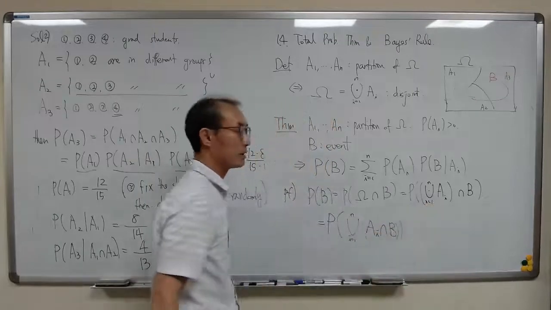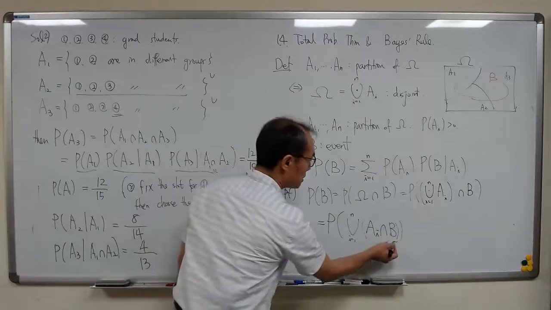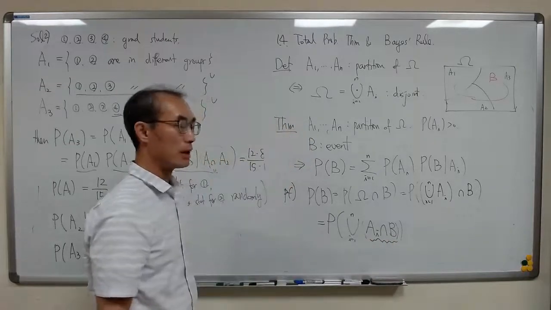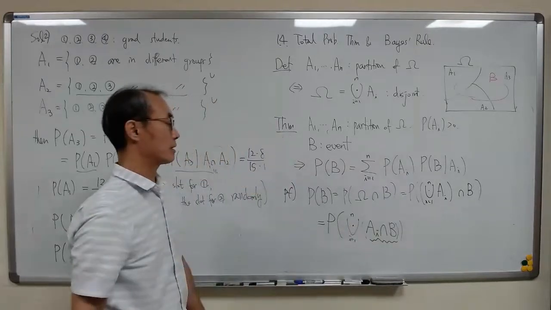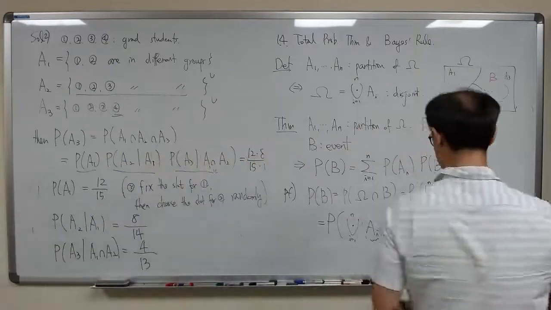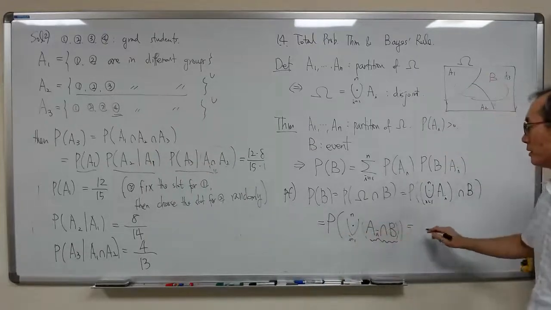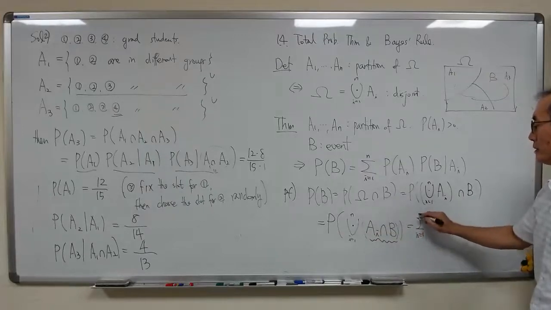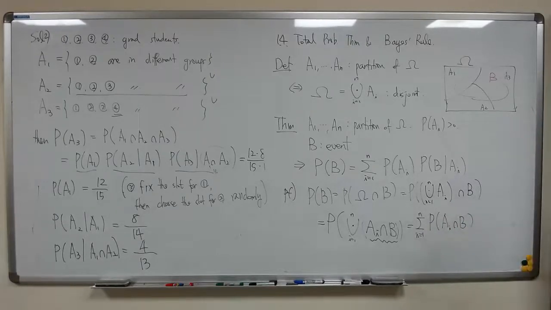Since these A_i are disjoint, they don't have any intersection. These sets, these collections, are disjoint too. Okay, we can put that in here. This is again a disjoint union. Then the probability of a disjoint union can be converted into the summation of the probabilities of the individual events, A_i or B. Okay. Finally, we apply the conditional probability.